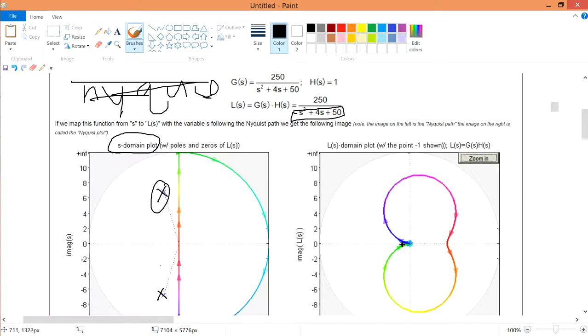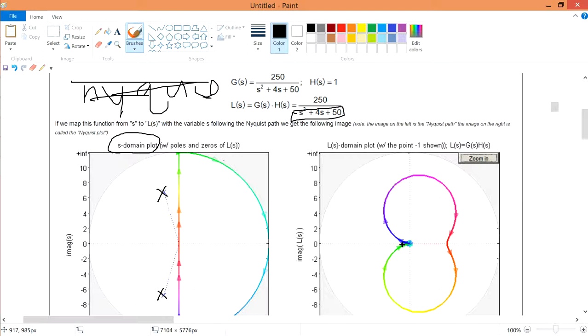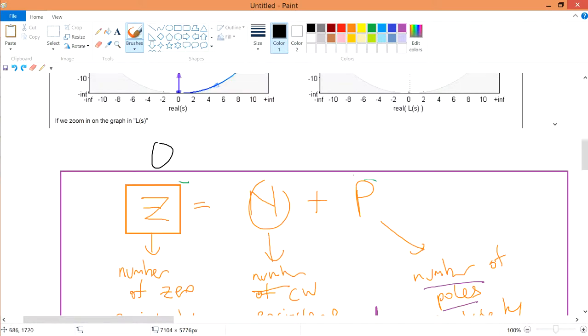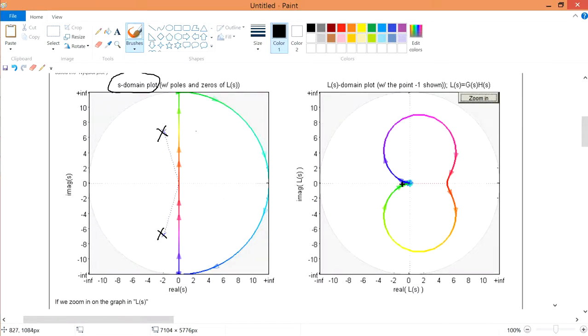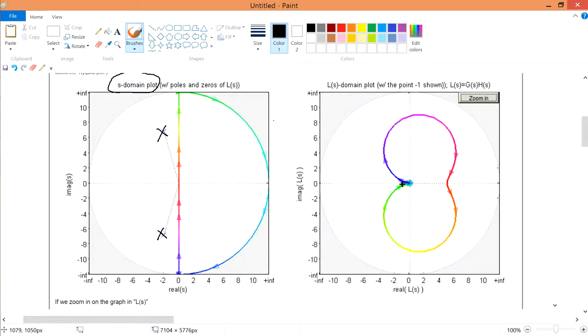Correct? And these 2 poles are not within this contour. And therefore there are 0 zeros, right? In 250, there is only a number, there is no s plus 250. So this is just 250. And therefore there is no zero in this transfer function, and we know that there is no pole inside the contour either. The pole is not inside this contour, so this is 0, and therefore we will have no encirclement of the negative 1.